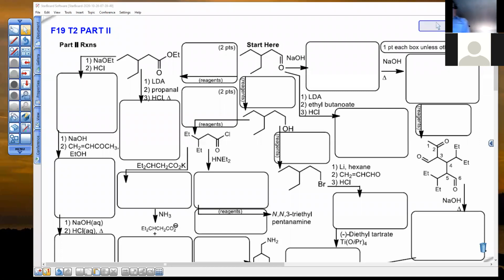Roadmap. Fall 19, Test 2, Part 2. Where do we even start? We start right here. We have an aldehyde with hydroxide in the first step, and then hydroxide and heat in the follow-up step. These are your big clues that you need an aldol reaction product here and an aldol condensation product here. And we'll start with those two things.